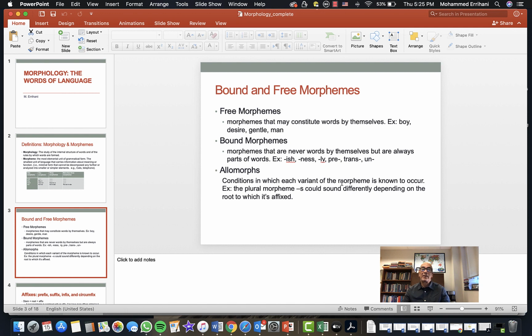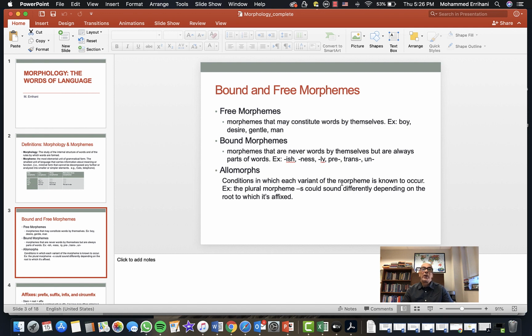The next slide discusses the difference between a bound morpheme and a free morpheme. Bound morphemes are typically prefixes, suffixes, or let's just call them affixes, attached to the beginning or to the end of a word. A free morpheme may constitute words by themselves. For example, boy, desire, gentle, and man. And as we said earlier, we have act, hunt, and "and." Those are all free morphemes because they can stand by themselves.